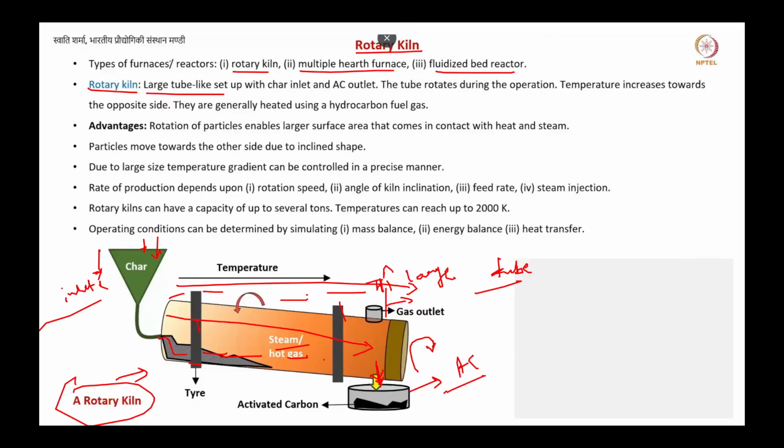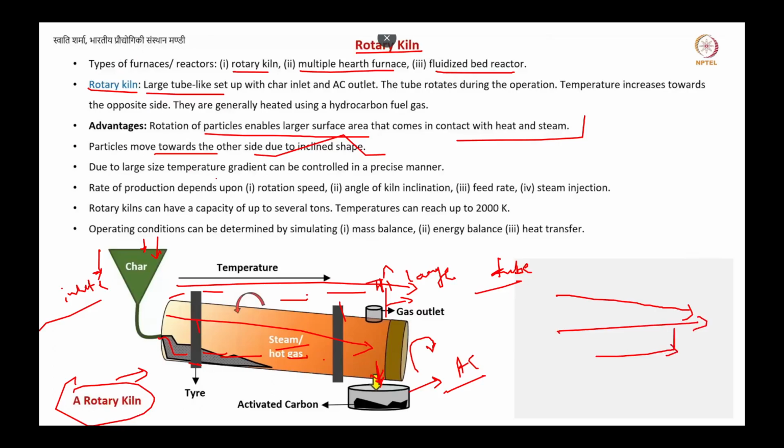The advantage of using this rotary kiln is that the rotation of particles enables a large surface area to come in contact with the heat and steam. Because it is continuously rotating, a large surface area will come in contact. Particles move towards the other side due to the inclined shape. As you can see, it is not flat; it has this kind of inclination. It's not very straight.